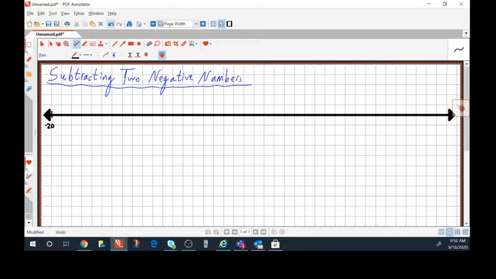Negative 20, negative 19, 18, 17, 16, 15, 14, 13, 12, 11, 10, 9, 8, 7, 6, 5, 4, 3, 2, 1, 0 would be over here.